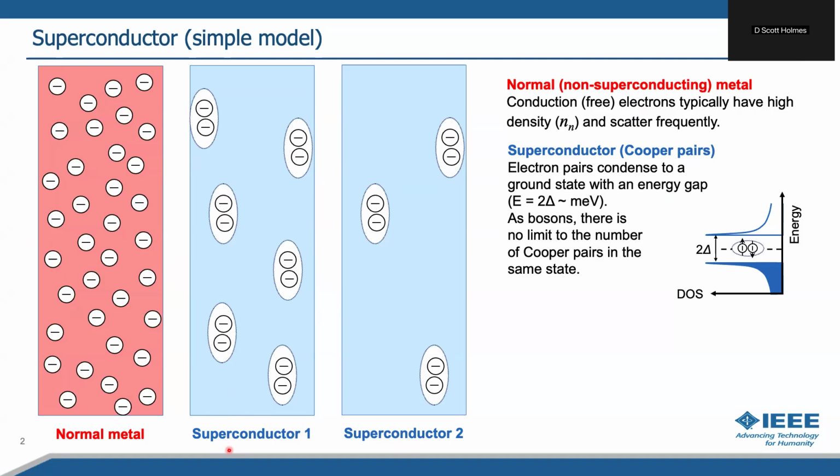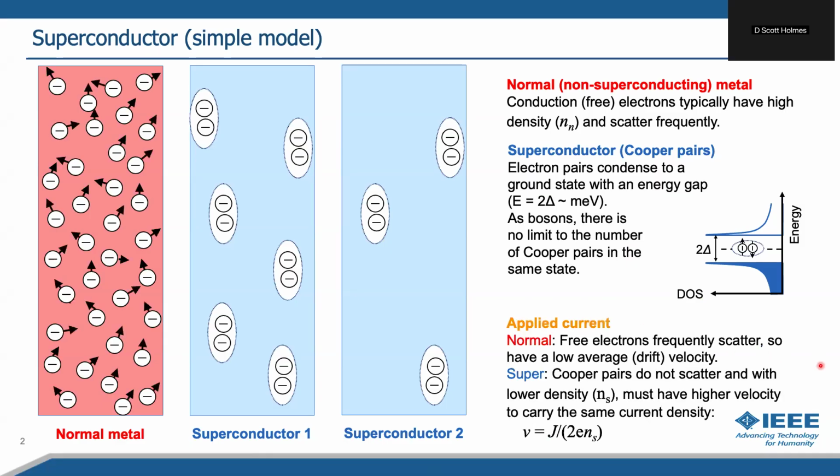And they condense into a ground state with an energy gap that's on the milli-electron volt level. So they're small voltages, small energies. And as bosons, there's no limit to the number of Cooper pairs that can be in the same state. So they condense down and they can fill up this state.